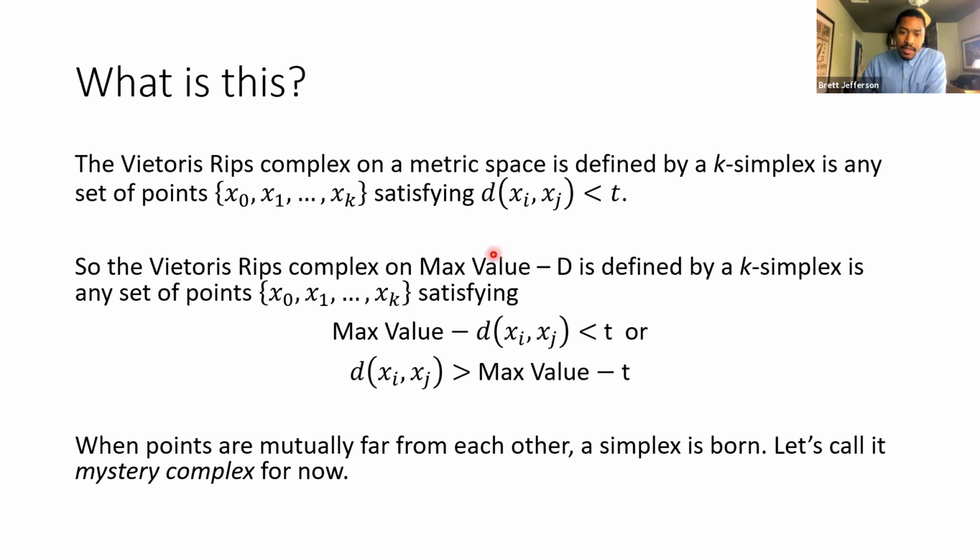So let's see, what did I do? Well, I coerced it into something like what I call coercing into a metric structure. So I took the biggest value and subtracted the entire distance matrix from that big value. And so when I go to do the Vietoris Rips complex there, all these max values minus the distance matrix have to be less than some threshold t.